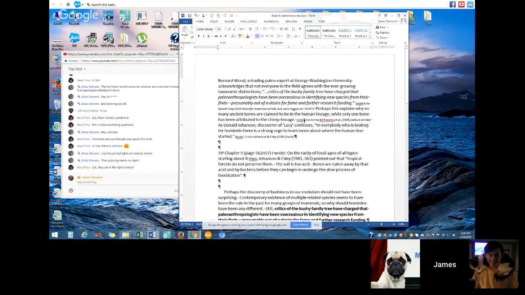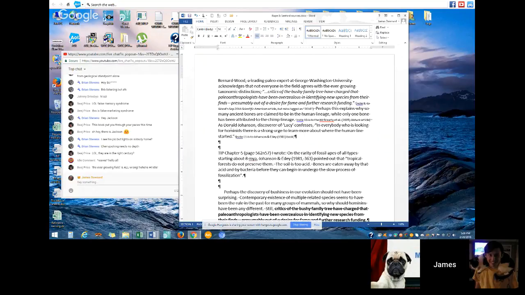And then they note McBrearty paper 2005, as Donald Johansen, discoverer of Lucy, confesses, in everybody who is looking for hominids, there is a strong urge to learn more about where the human line started. Note 11 is to Johansen and Eadie. Now, the reason why I was focusing so much on this is the paleontology issue of how you find fossils and what gets preserved or not.